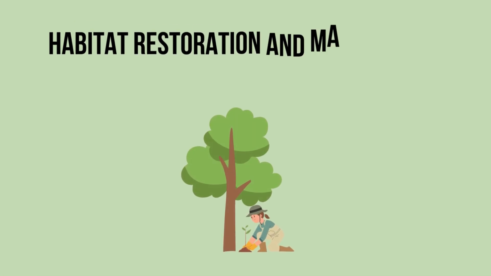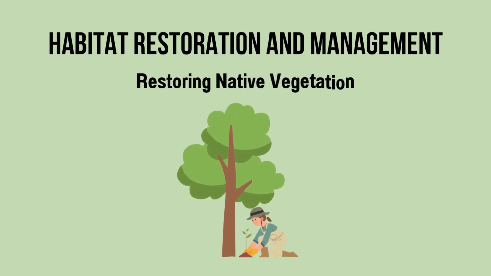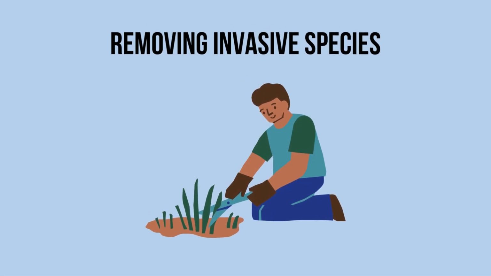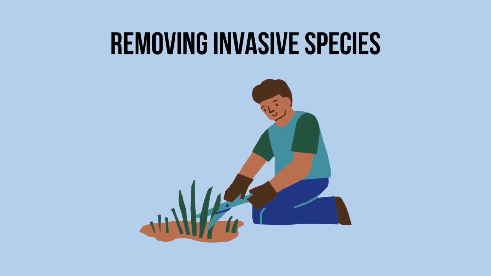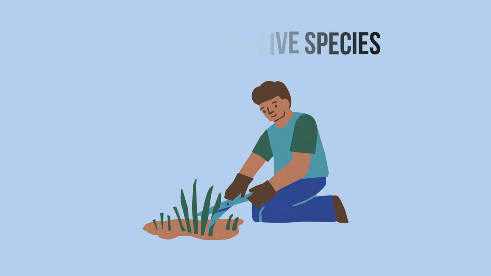Habitat restoration and management. Another important approach is restoring native vegetation by encouraging the growth of fire-resistant species that are adapted to local fire regimes. This helps stabilize ecosystems and improve their resilience to future fires. In addition, removing invasive species that increase fire risk by contributing to fuel loads or disrupting natural fire cycles can reduce hazard and support native biodiversity.